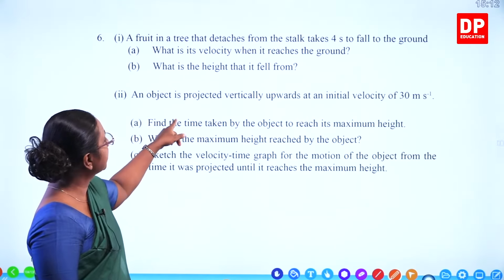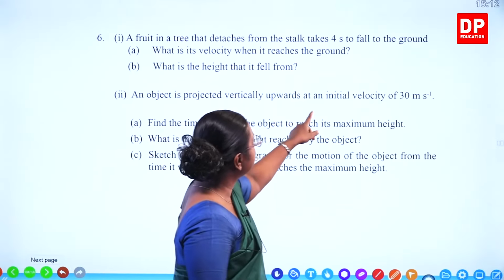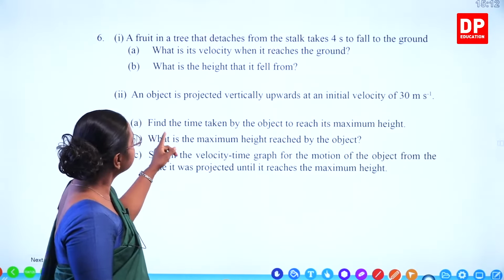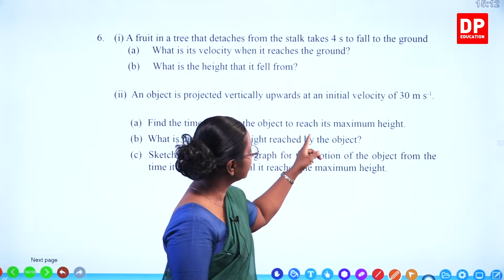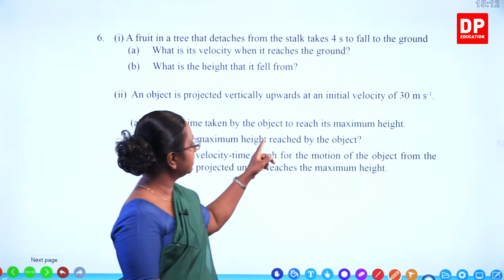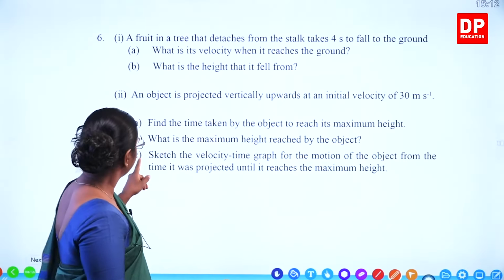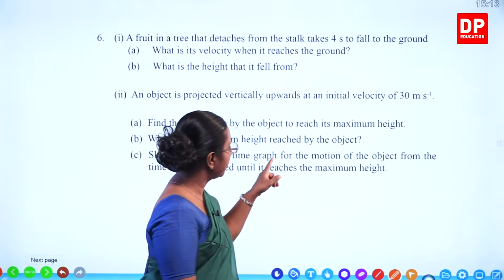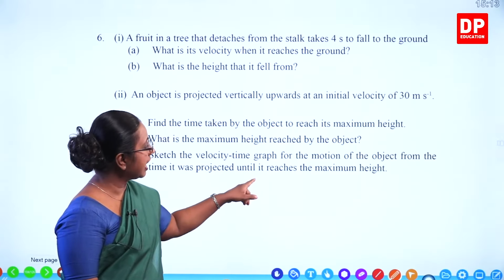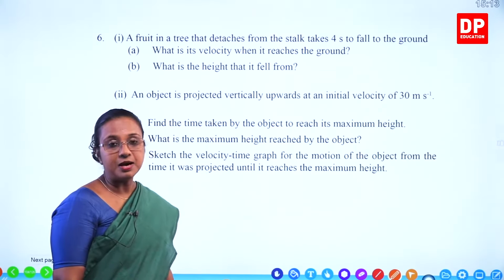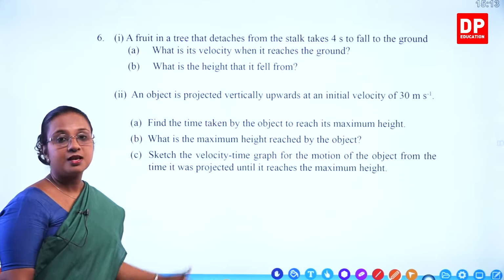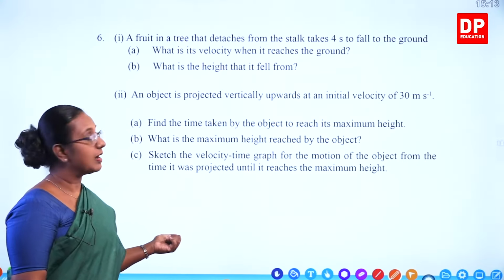An object is projected vertically upwards at an initial velocity of 30 meters per second. Find the time taken by the object to reach its maximum height. What is the maximum height reached by the object? Sketch the velocity time graph for the motion of the object from the time it was projected until it reaches the maximum height. So those are the questions related to the motion of these objects. We will answer the questions one by one.